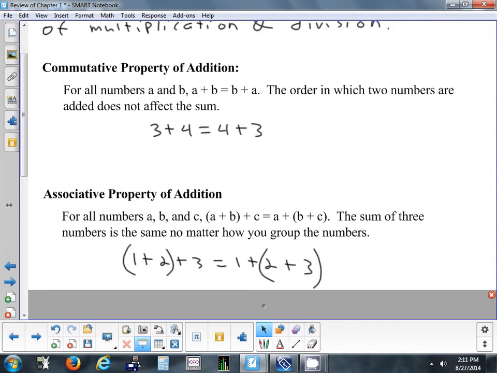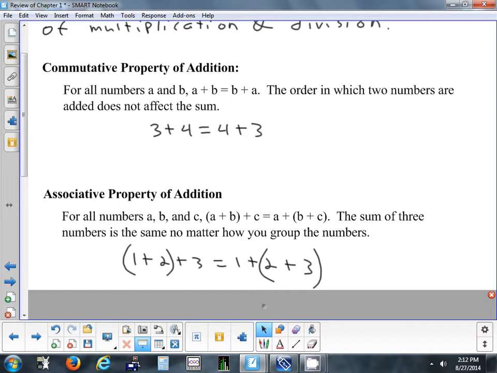Next property I want you to look at right here. Notice the order on each side is exactly the same. 1, 2, 3 on the left. 1, 2, 3 on the right. There's no difference in the order. What is different? I just want you to look at what's different. Yeah, Katie. Right, it's where we've put the parentheses. Okay, grouping. That's what the associative property is all about.